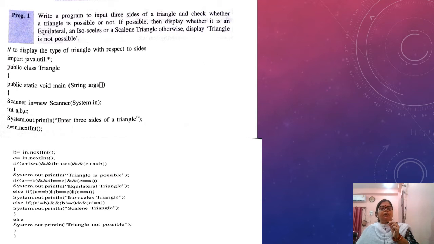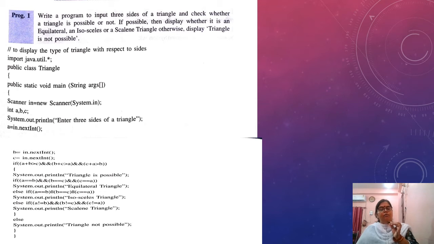Okay. See, we have put here if A plus B is greater than C and B plus C is greater than A and C plus A is greater than B. See here, this is how a triangle has been formed. And operator means all three conditions should be true. Okay, all three conditions will be true.